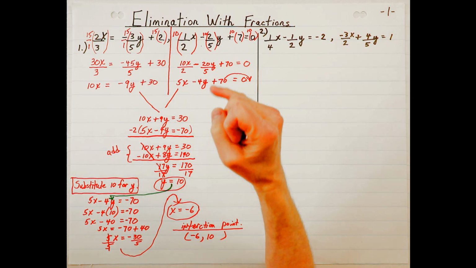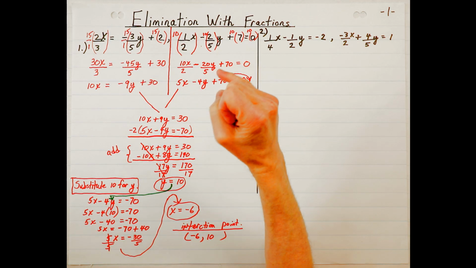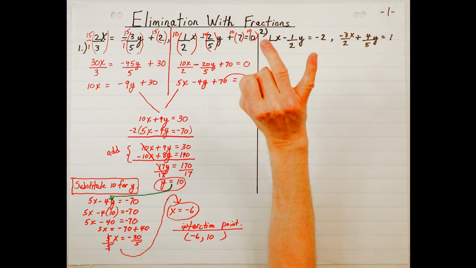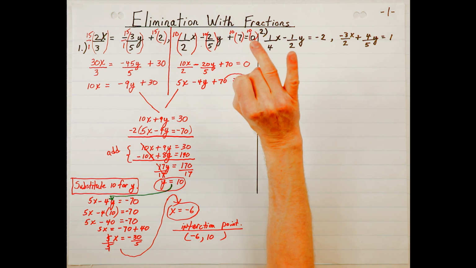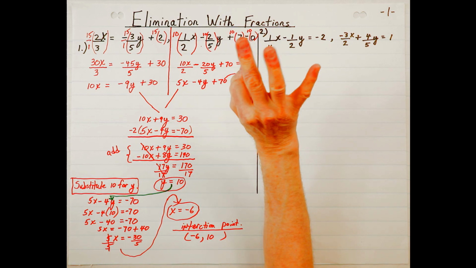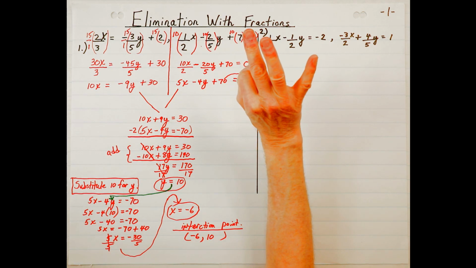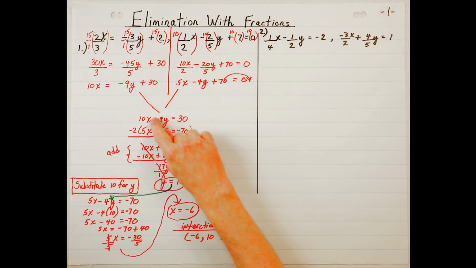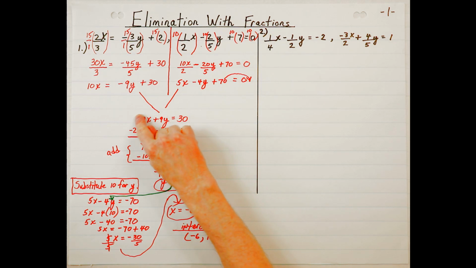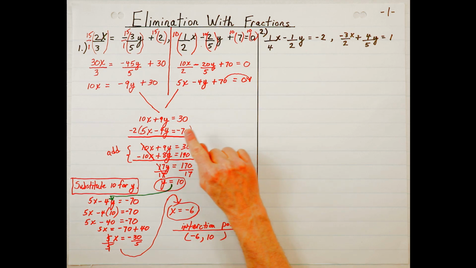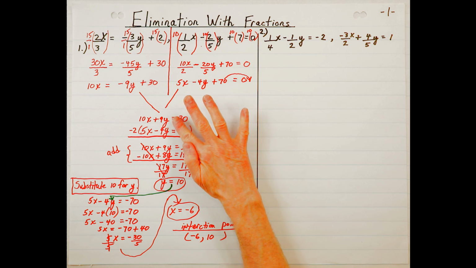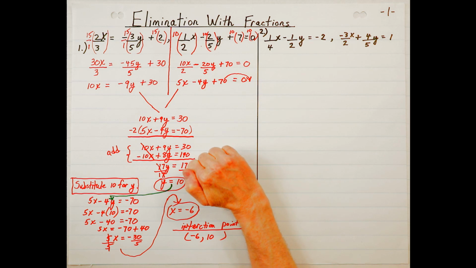1, find the lowest common denominator. 2, multiply every part of the equation by the lowest common denominator. 3, divide to eliminate the fractions. And once you've done that, you've got a normal elimination problem. The only other thing you have to do is make sure both equations are in the same order.